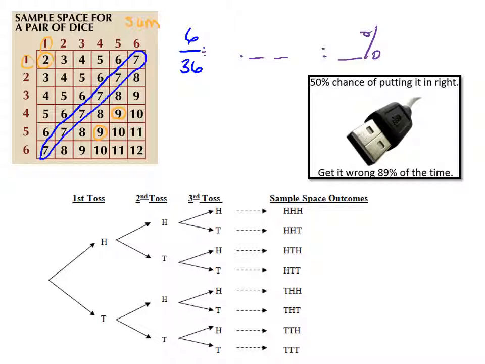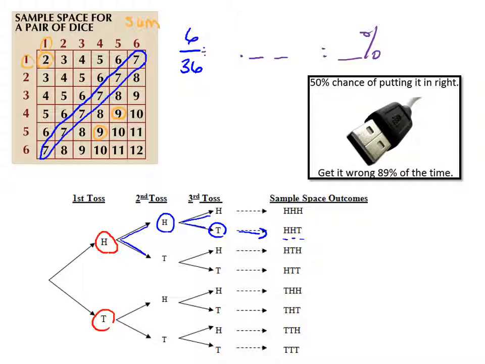At the bottom, they've shown the sample space for coins. On the first toss, you can either get heads or tails. So let's say we got heads, and from that coin on the second toss, again, your odds don't change. You can still get heads or tails. So let's say we got heads again. And then on the third toss, again, you can have heads or tails. Let's say we got tails. And so that means that your outcome is heads, heads, tails.